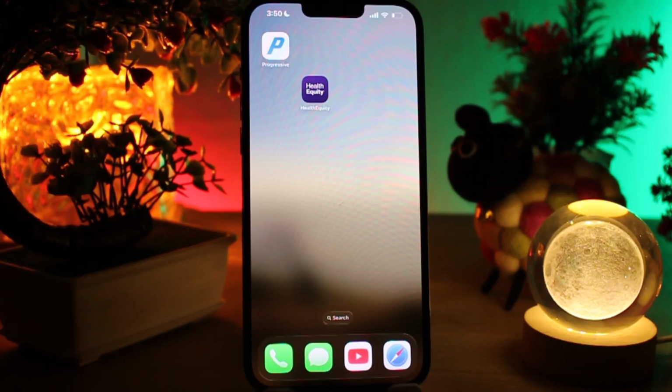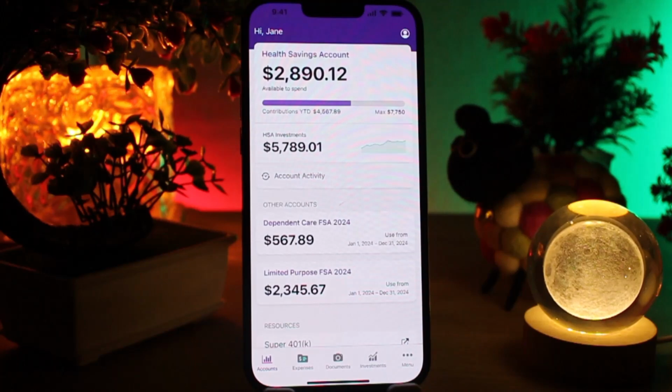First, log into your HealthEquity account. Look at your transaction history. If you see transactions marked pending, those amounts are not final yet. Pending claims or contributions can make your balance look incorrect temporarily.